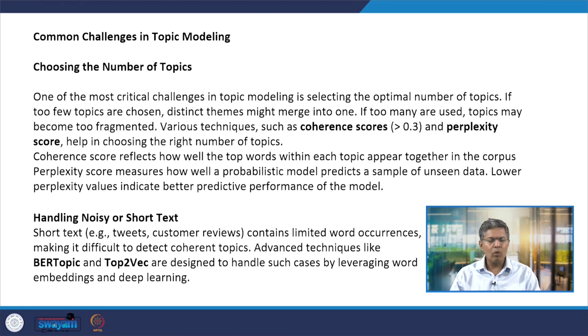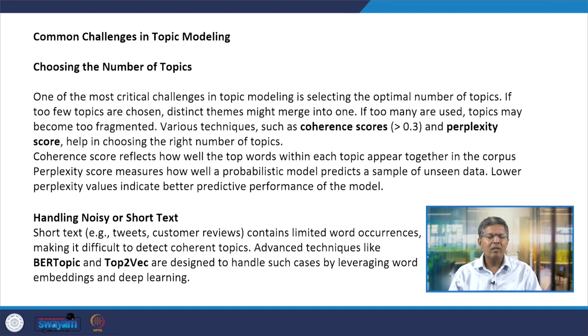So, what does the coherence score tell us? Coherence score reflects how well the top words within each topic appear together in the corpus. Corpus is the document, right. There is no actual threshold, but if you have a very poor coherence score, then that means the topics are highly fragmented. That is not good. Coherence score should be at least somewhere around 0.3 or more. The maximum is 1. So 0.3, 0.4 is good, and even more is better, right.